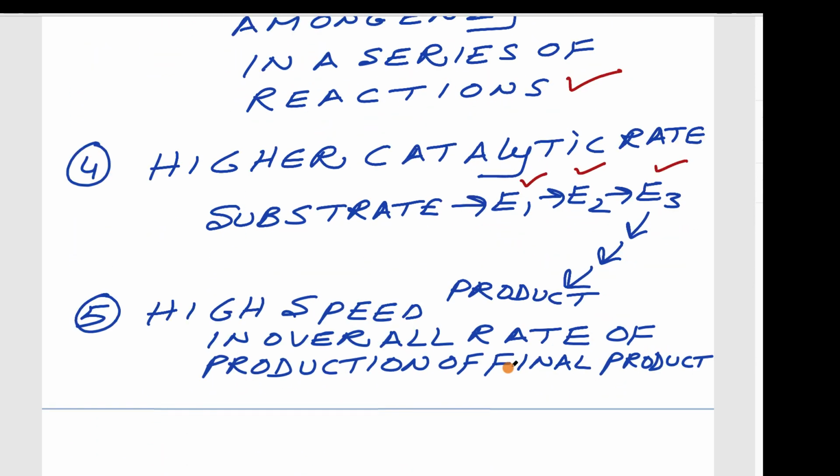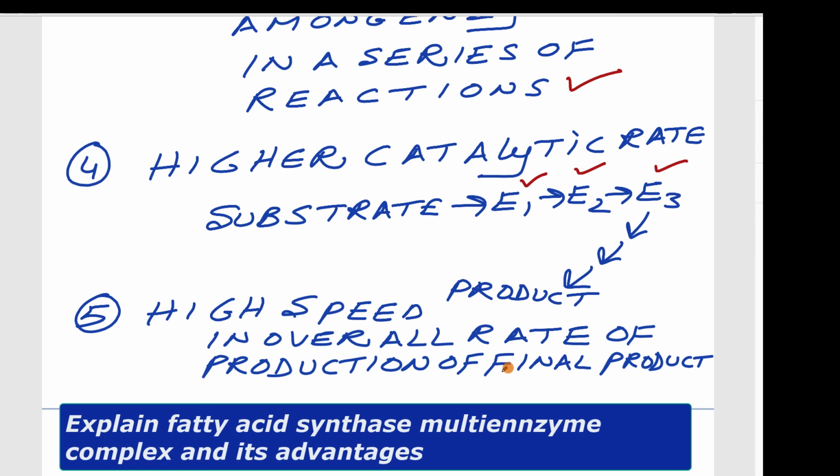The reactions catalyzed by any multi-enzyme complex will have high speed, because of the maximum coordination, when all the enzymes are at one place. Once the substrate enters, the final product comes out. These are the various features of a multi-enzyme complex.